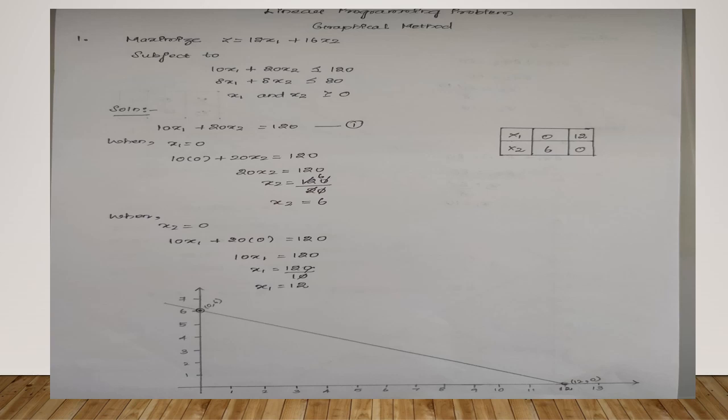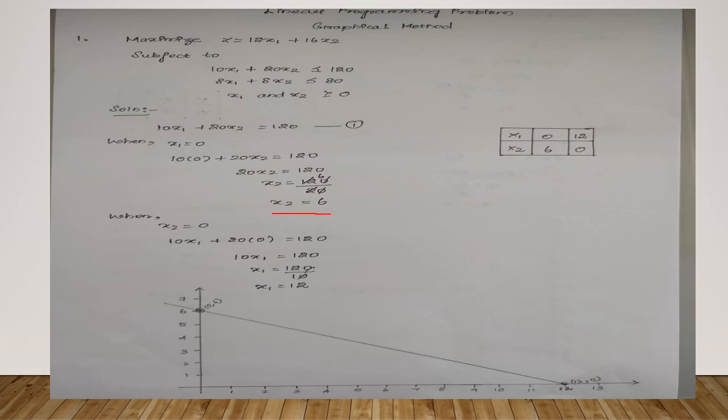What can be the values of x1 and x2 so that z will be at its maximum value? So I have taken the first equation, 10x1 plus 20x2 equal to 120. First I am going to substitute one of the unknown variables as 0 and find the other, and then repeat the process. Here two unknown variables are there, x1 and x2. So first I substitute x1 as 0: 10 into 0 plus 20x2 equal to 120. Solving that, I get x2 equal to 6.